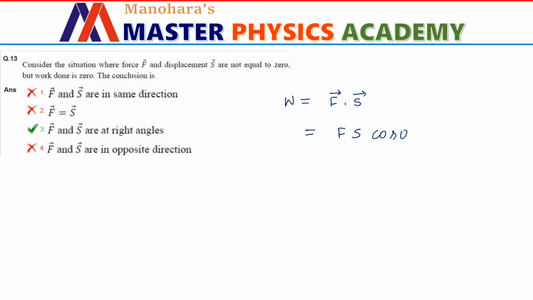It is clearly given that W, that is work done, is going to be 0, but F and S are not 0. Therefore, cos theta should be equal to 0, which will imply that theta is going to be 90 degrees. That means the angle between force vector and displacement vector is 90 degrees, which is given in option 3 as F and S are at right angles to each other. So option 3 is the right choice. Let us go to the next question.